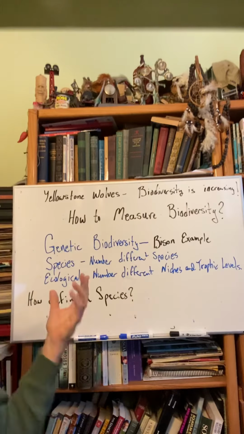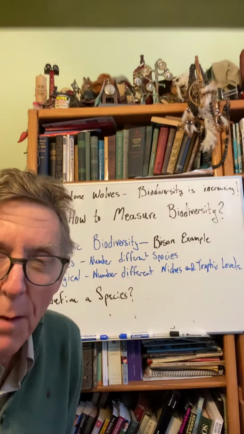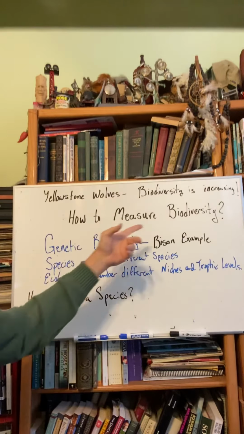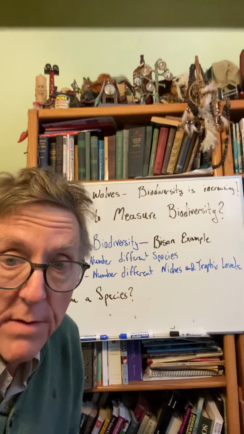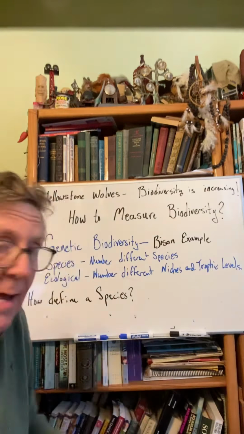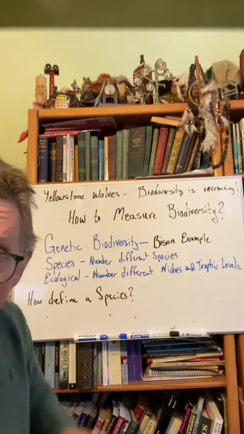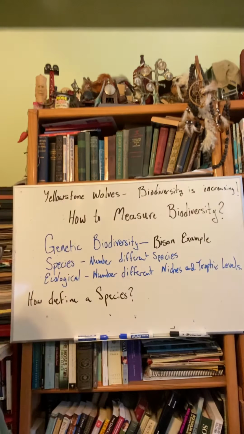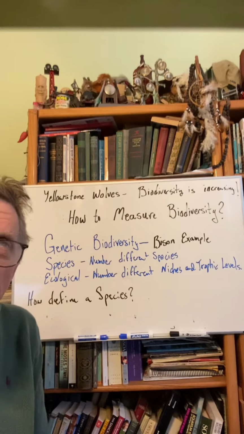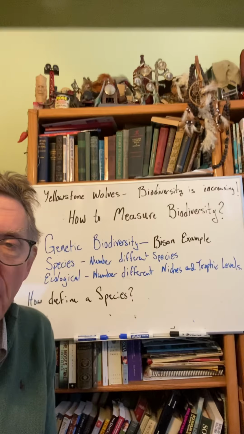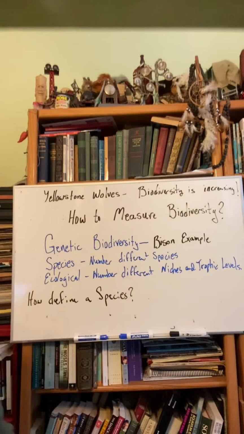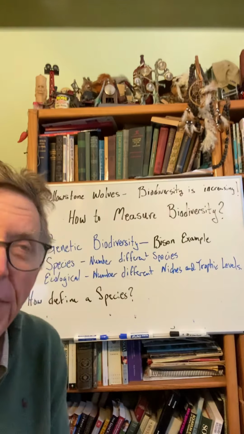The one that everyone would know about and understand without much explanation is species biodiversity. It's the number of different species living in an area. That would be related to the wolf example. And then we have this third form of biodiversity, which is ecological biodiversity.